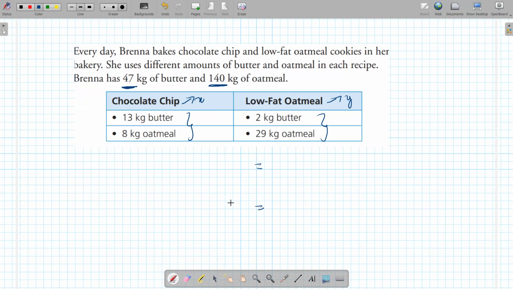You just add them? Yeah, so it'll be 13x plus 2y equals 47. That's for the butter. And 8x plus 29y, and that's for the oatmeal. All right. How do we solve this system? What would be the best method to solve this system?